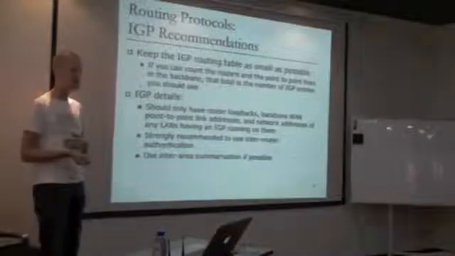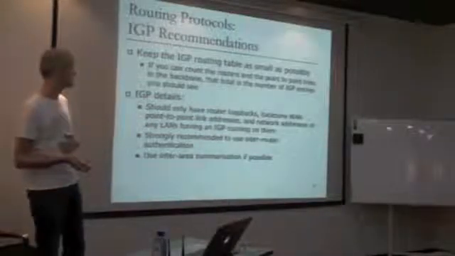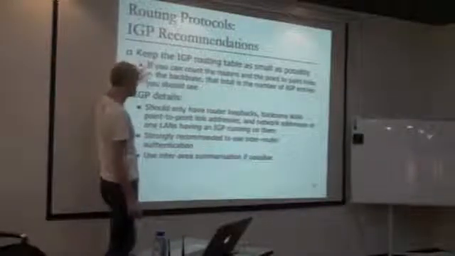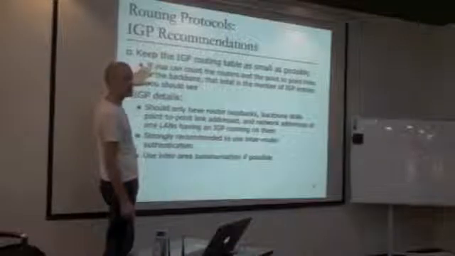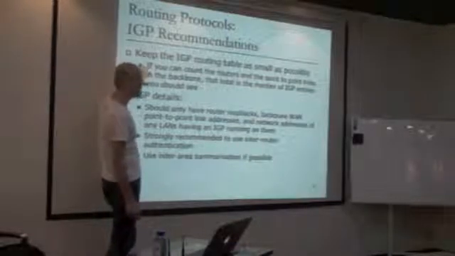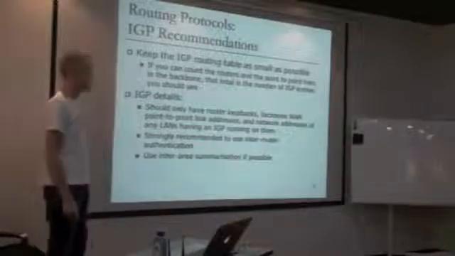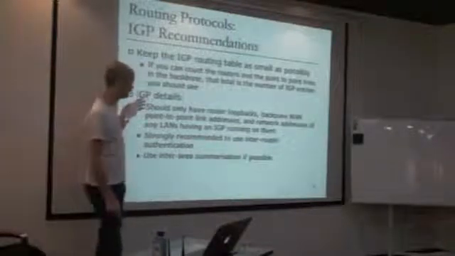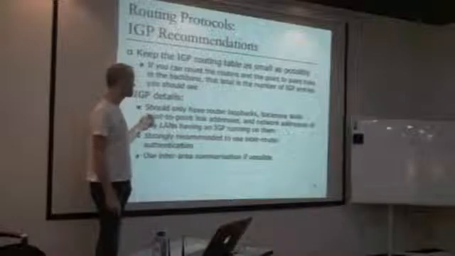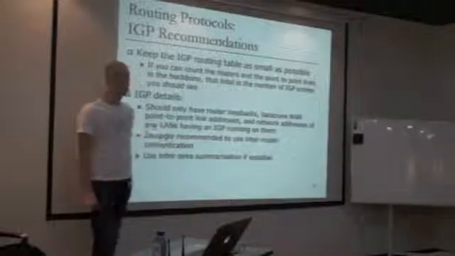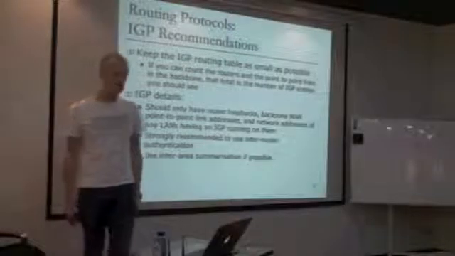Keep the routing table as small as possible. If you can count the routers and the point-to-point links in the backbone, those are the IGP entries you should have. So even for sizable networks, your ISIS will be nice and small. So router loopbacks, backbone point-to-point links, and network addresses of any links having an IGP running on them.